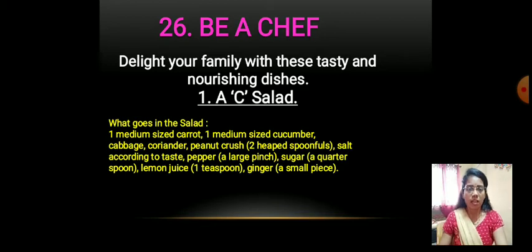What goes in the salad? Let's see the ingredients we want to make a salad tasty and delicious. First one, a medium sized carrot, one medium sized cucumber, cabbage, coriander, crushed peanuts, salt according to taste, pepper, then sugar, lemon juice, and finally ginger. All these ingredients we want to prepare the salad.